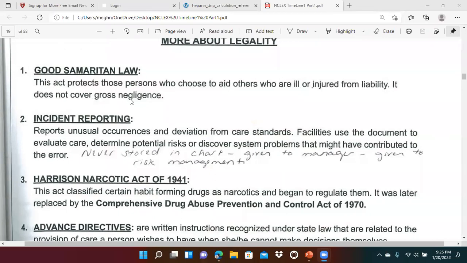So let me tell you one more time. The Good Samaritan law protects the individual who helps accident victims from any legal procedure, right?